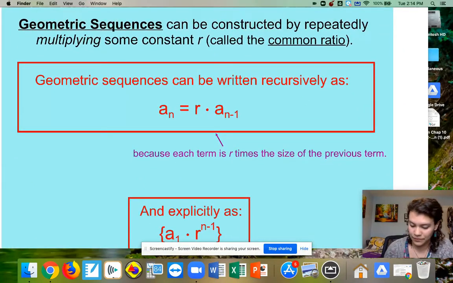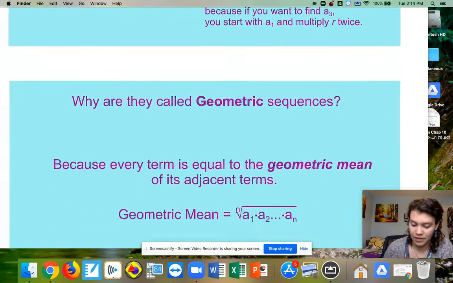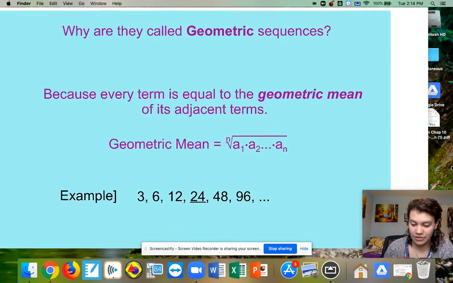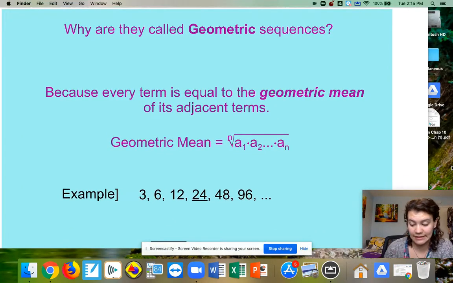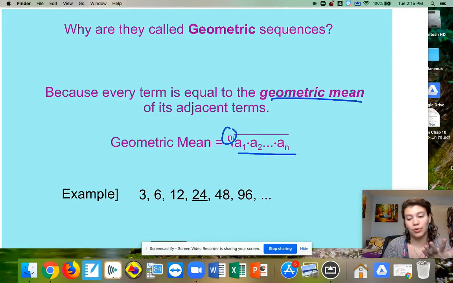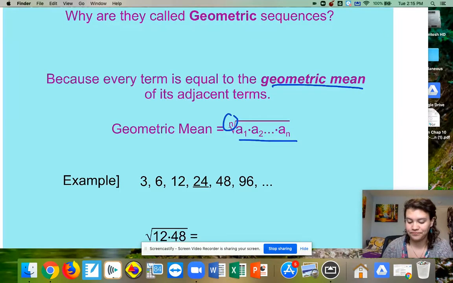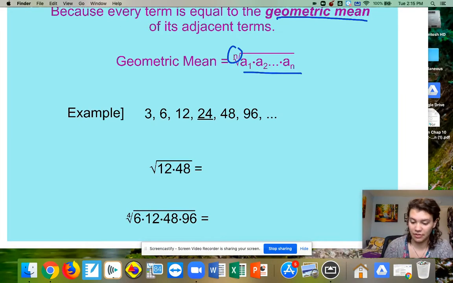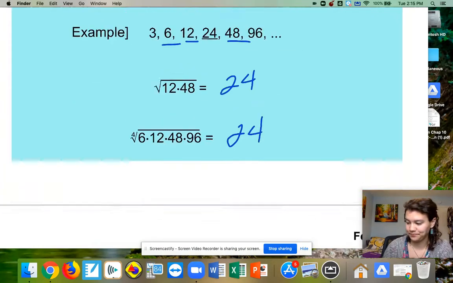Okay, let's skip that. So why are they called a geometric sequence? Same idea. This comes from a geometric mean. So with the geometric mean, instead of adding them up and dividing, you're multiplying everything and then taking the nth root. So if you have 4 terms, you'd multiply everything together and take the 4th root. And the same idea here. If you take the 2 terms on either side, take the square root, take the 4 terms on either side, take the 4th root, you should get that value.